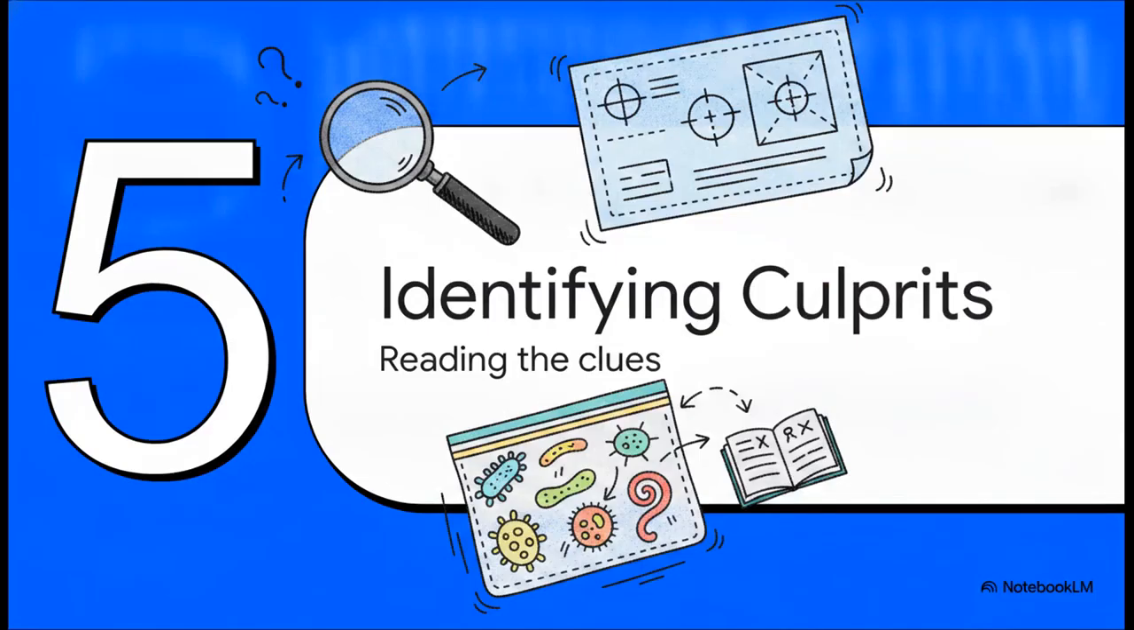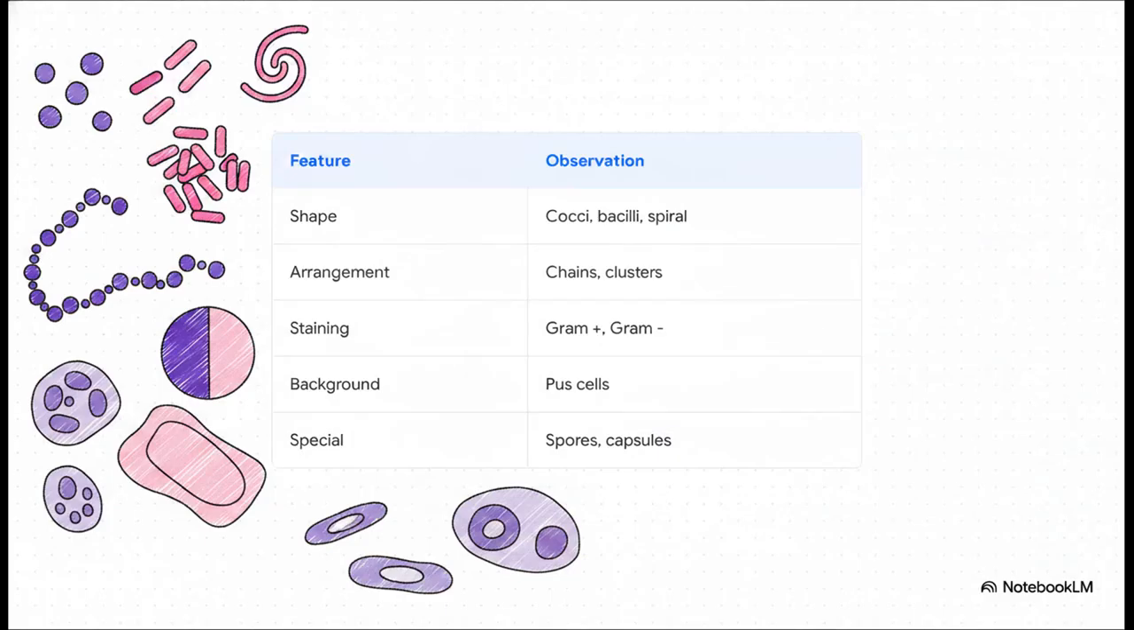All right, Section 5. Identifying the culprits, reading the clues. Think of this phase as our detective's decoding manual, where we finally translate those colorful visual clues into a suspect's precise identity. When we peer through that microscope eyepiece, what are we actually hunting for? Well, we break it down into several features. For shape, are we seeing perfectly round cocci, rod-shaped bacilli, intermediate coccobacilli, or maybe twisted spiral forms? For arrangement, are they grouped in long chains, bunched up in clusters, or just sitting in neat little pairs?